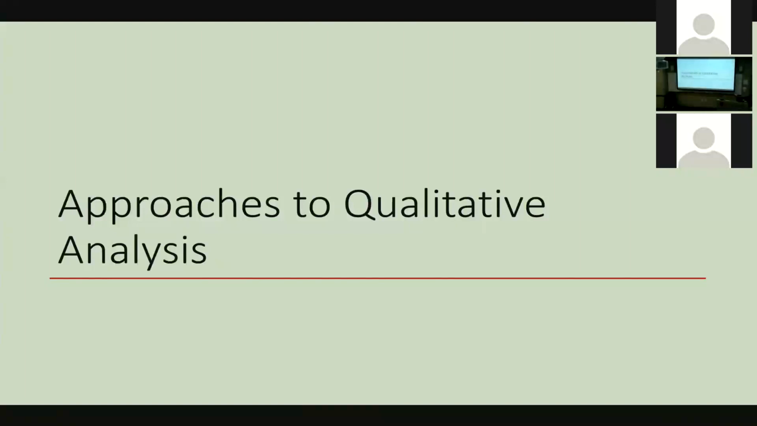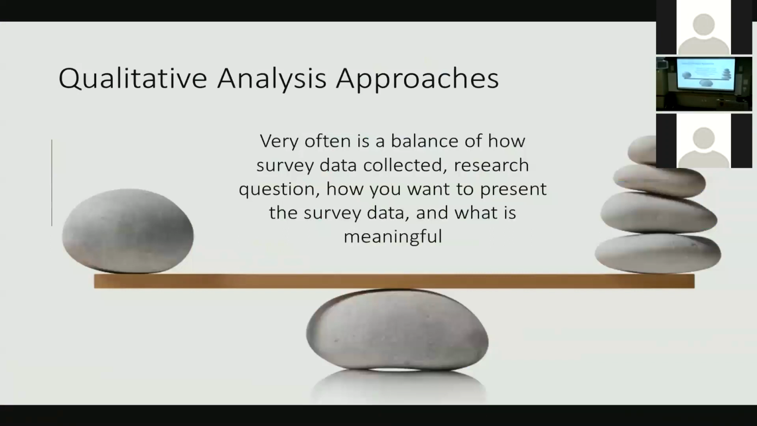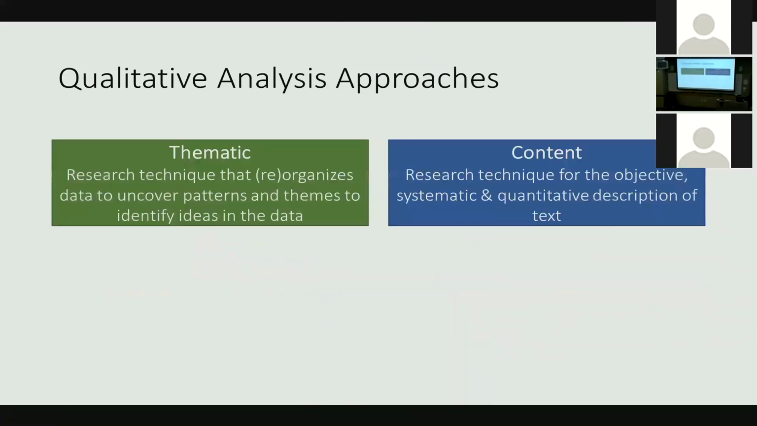All right. So we're thinking about approaching the analysis process itself. There are some things to consider. You really need to think about how to balance how the survey was collected, what your research question is, and how you want to present that information in the most meaningful way to you, to your program, to a reviewer, to the world. It's a research study potentially. And this is really hard to do, okay? So when we're thinking about these analytic approaches, these are two of the main ways that we can do that.